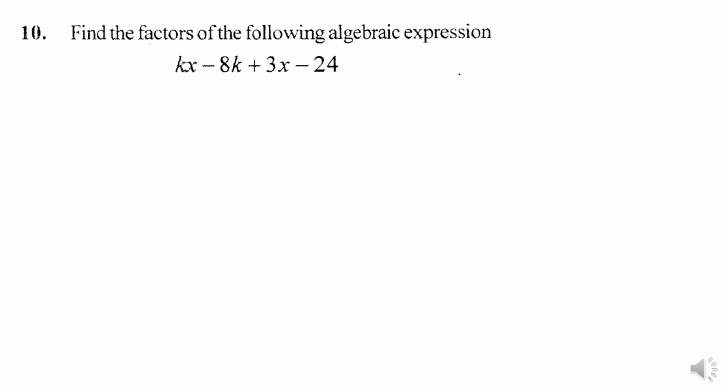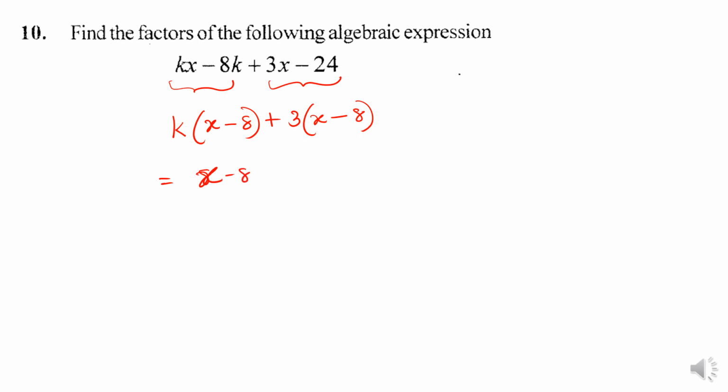And find the factors of the following algebraic expression. So if you have to find these factors, let's see these two and these two separately. In this one k is common, and then you can write x minus 8, plus here 3 is common, and then you can write x minus 8 again, and then you see x minus 8 is common and you take x minus 8 out, and here k remains and here plus 3 remains, and this is the answer, x minus 8 into k plus 3.